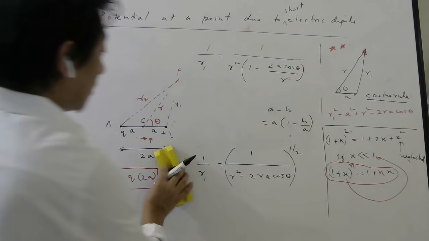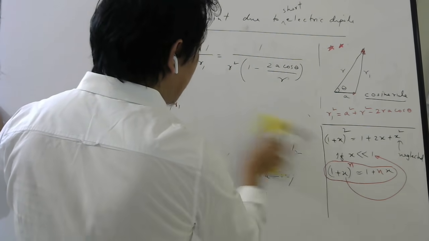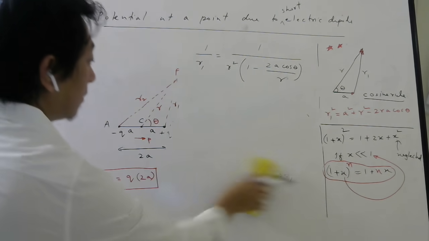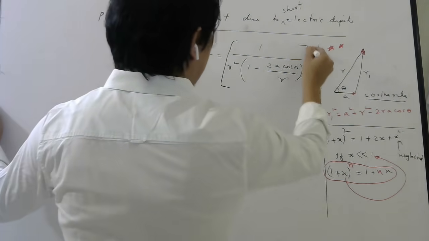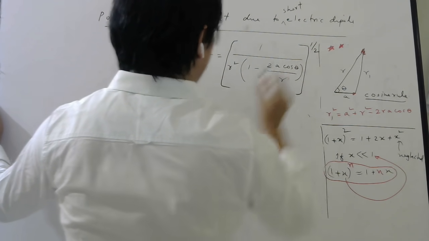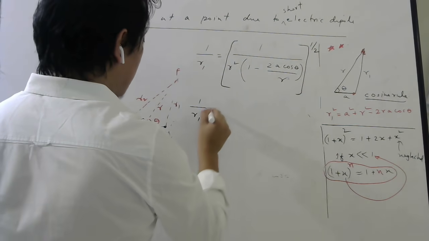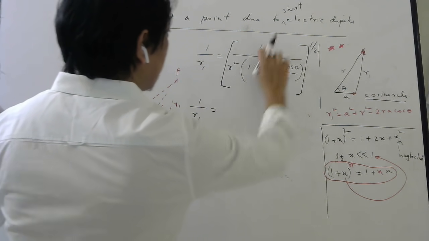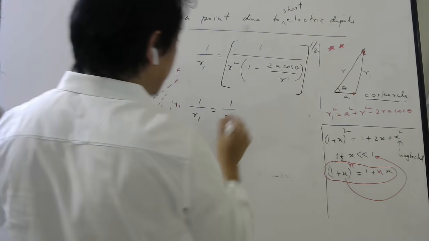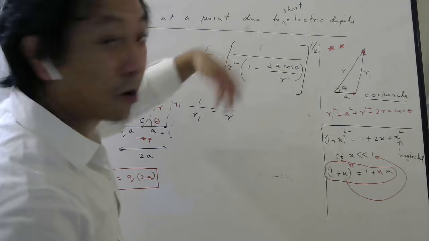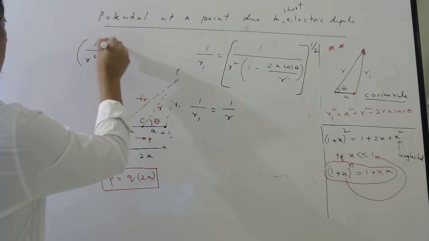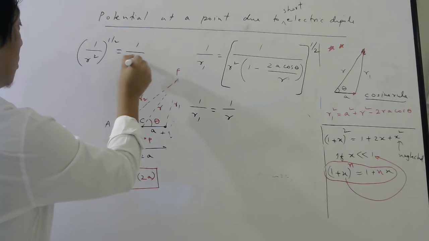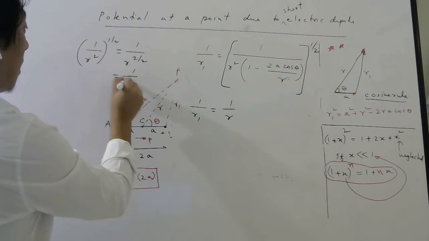Okay. Now what have I missed? Power half I have missed. So here power half is there. That means now I can write 1 by r1. I say 1 by r square power half. I can write 1 by r, 1 by r square power half. So 1 by r square power half means 1 by r power 2 by 2. That will be 1 by r.